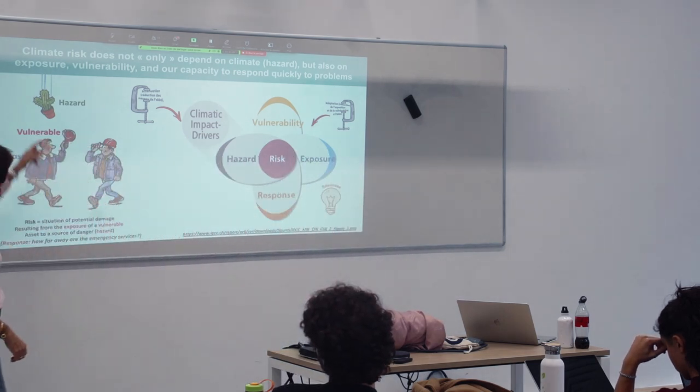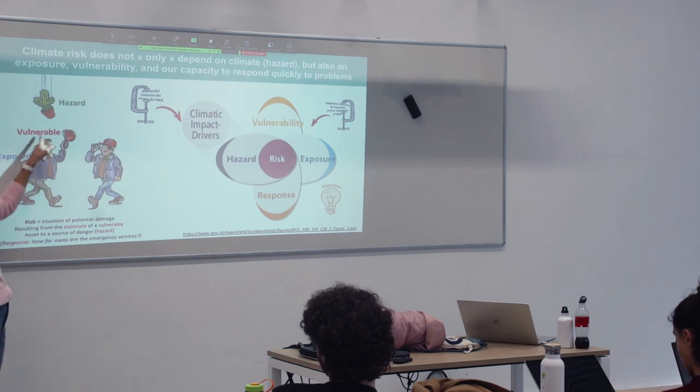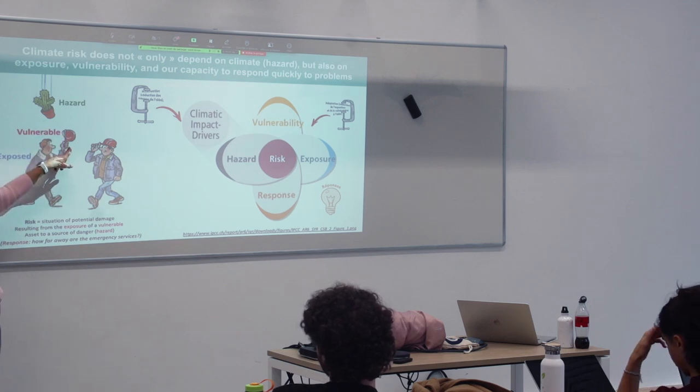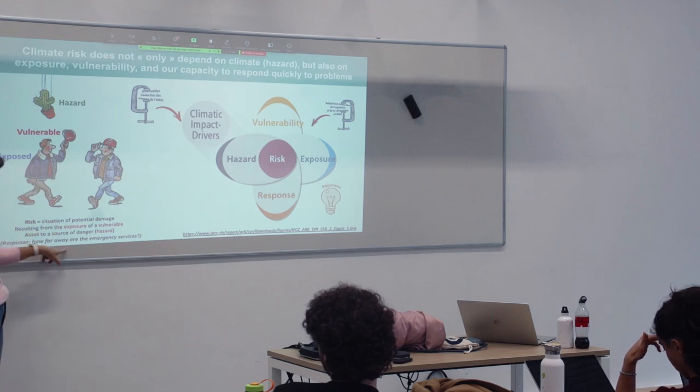You've got two workers, you've got a hazard, okay? One is really vulnerable, more vulnerable than the other. It's exposed because it's right below. It's vulnerable because it has removed its helmet. So the response is how far away are the emergency services?